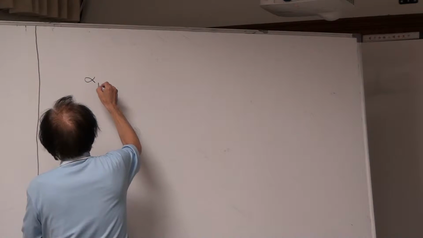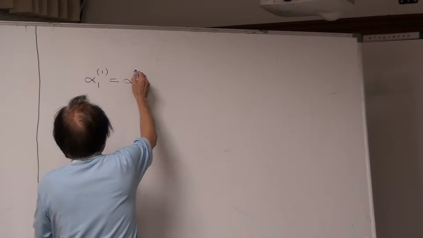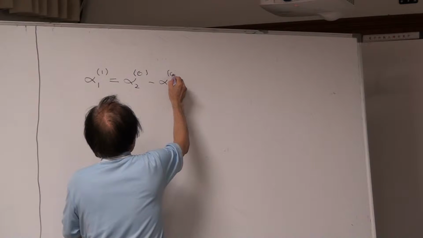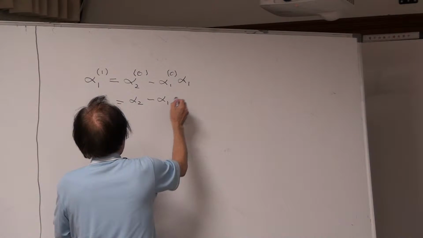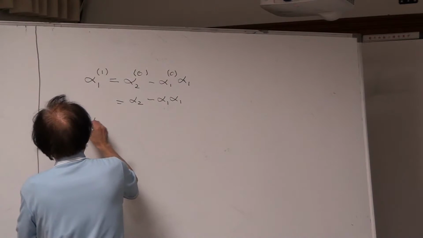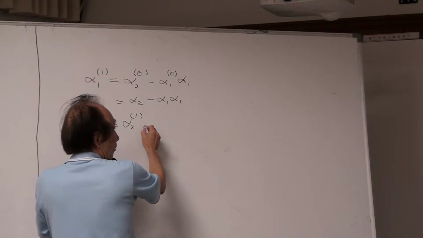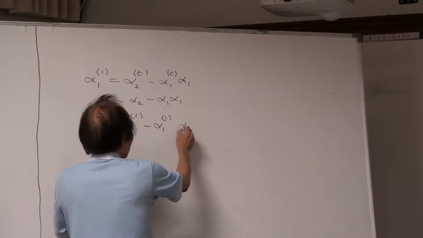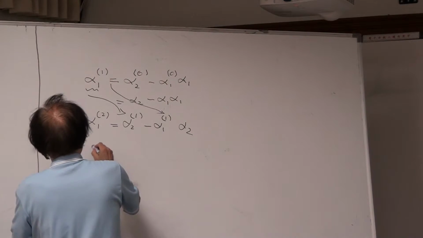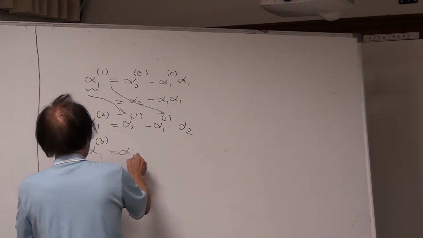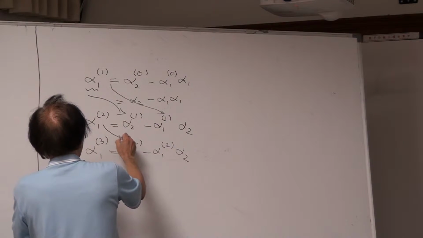Now, if you do this, alpha 1, then Q1 equals alpha 2, 0, parenthesis, minus alpha 1, 0, parenthesis, and alpha 1. But alpha 2, 0 means alpha 2, minus alpha 1, alpha 1. Now, alpha 2, 1 minus alpha 1, 1, alpha 2, because my alpha 1 I computed already, so I just put it in there. Now, my alpha 1, 3 is simply alpha 2, 2, minus alpha 1, 2, then alpha 2. My alpha 2 is computed already, so I just put it there.